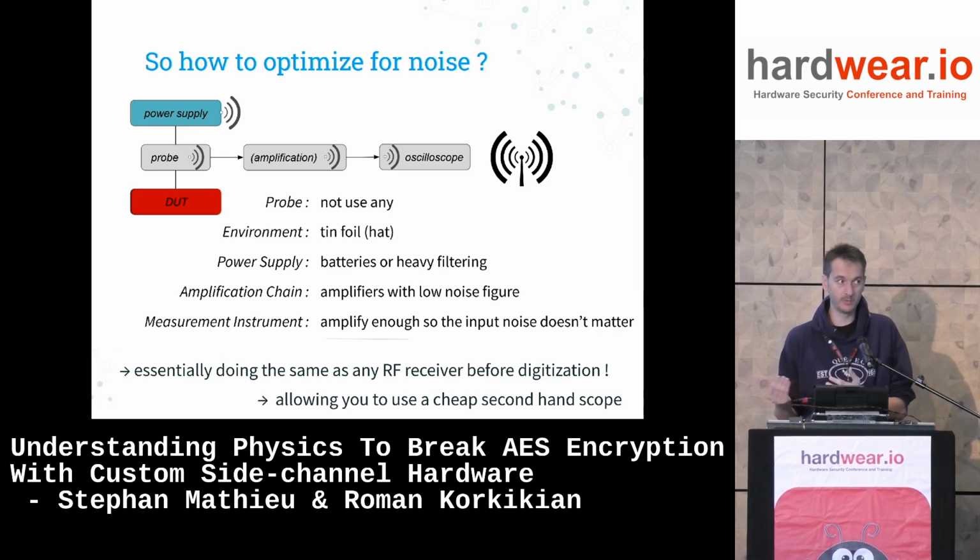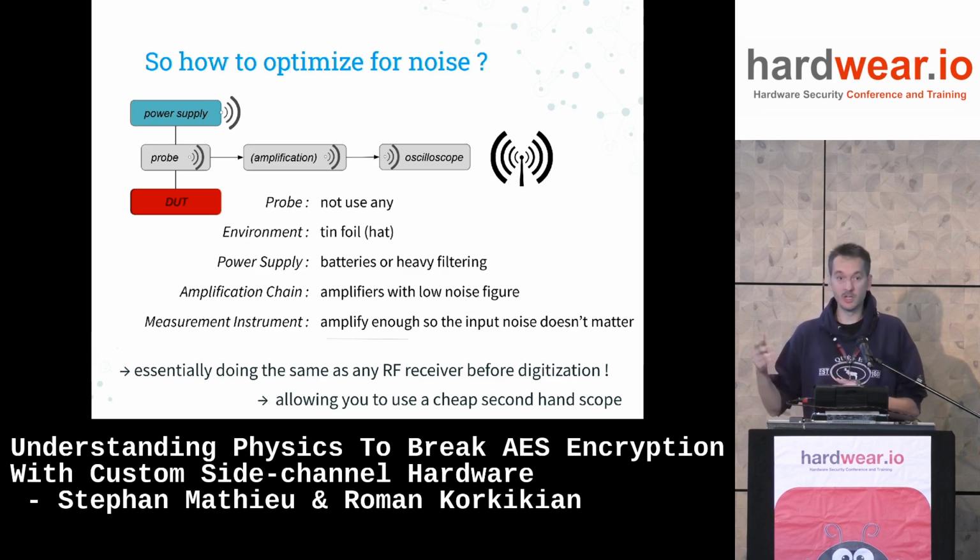So probe, every probe has noise, so don't use a probe. Environment, unless you live in a Faraday cage, not much you can do about that. Optimizing for noise for power supplies, you use a power supply or you filter your lab power supply output using some LDO, so low dropout regulator. Amplification chain, but basically, as I mentioned before, amplifiers have a very low noise figure, they don't add much noise, so it's free.